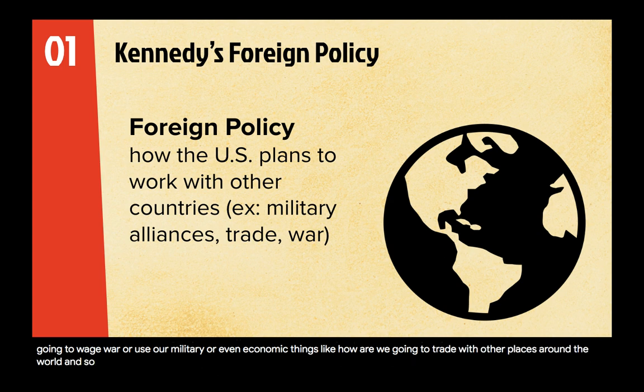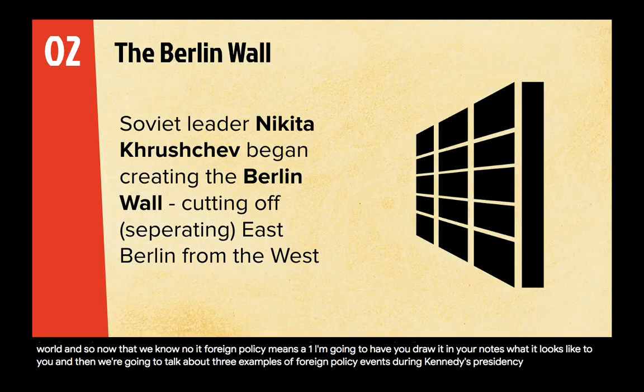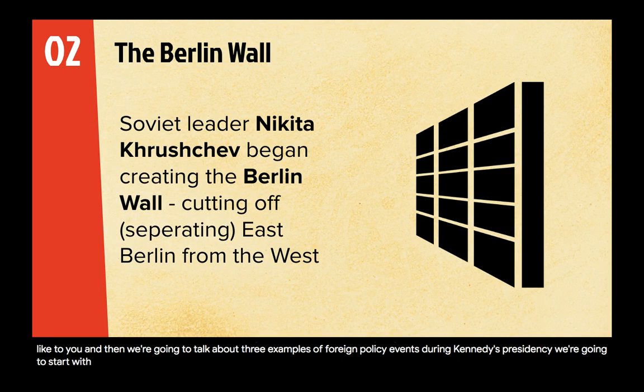And so now that we know what foreign policy means, one, I'm going to have you draw it in your notes of what it looks like to you. And then we're going to talk about 3 examples of foreign policy events during Kennedy's presidency. So we're going to start with the Berlin Wall.